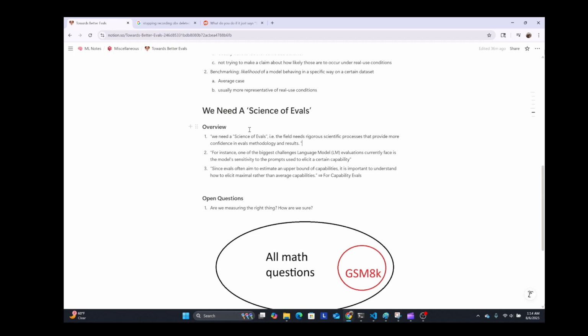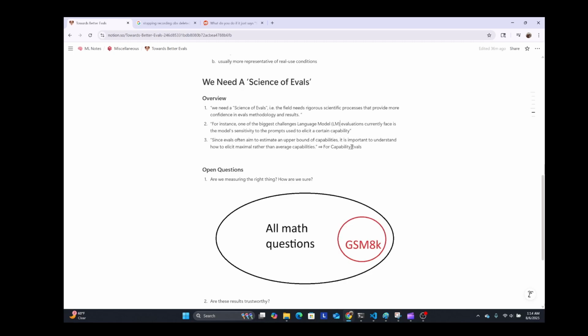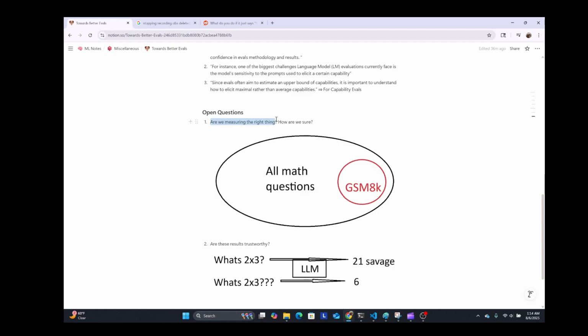As one example highlighted in this paper, large language models are very sensitive to the prompt. Because evals often try to estimate an upper bound of the capabilities rather than the average capabilities, we want to know how to maximally elicit these behaviors. So two open research questions are: one, are we measuring the right thing? And two, how do we quantify or know for sure that we're measuring the right thing?